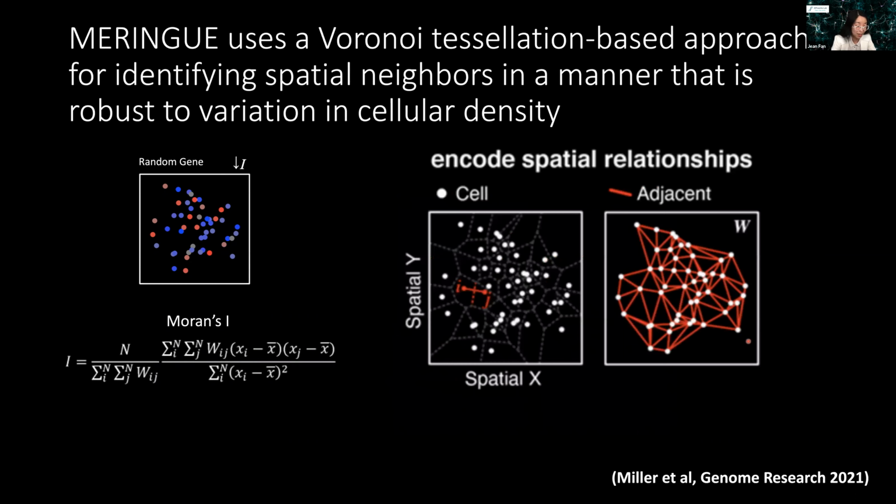So therefore, MERINGUE uses this Voronoi tessellation-based approach for identifying spatial neighbors. It's sometimes also called Delaunay triangulation, where again, each point is a single cell, but now we can represent cells as neighbors if their Voronoi tessellations share an edge. This way of defining spatial neighbors is quite flexible to distortions in cellular densities, and it's also amenable to both 2D and 3D structures.